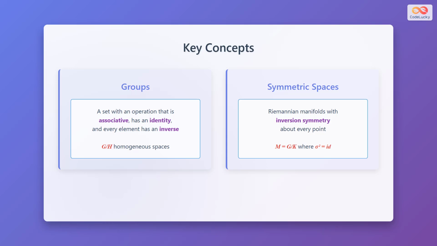Let us look at some of the key concepts of generalized harmonic analysis. First, let us define groups. A group is a set with an operation that is associative, has an identity element, and every element has an inverse. Examples of groups are G over H homogeneous spaces. Next, let us see about symmetric spaces. Symmetric spaces are Riemannian manifolds with inversion symmetry about every point. These can be represented mathematically as M equals G over K, where sigma squared equals identity.